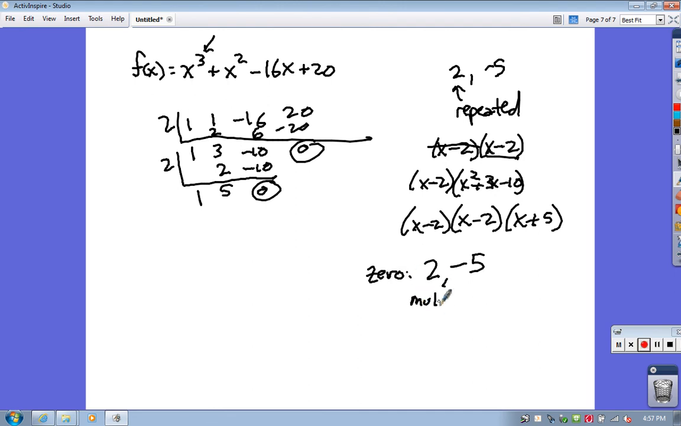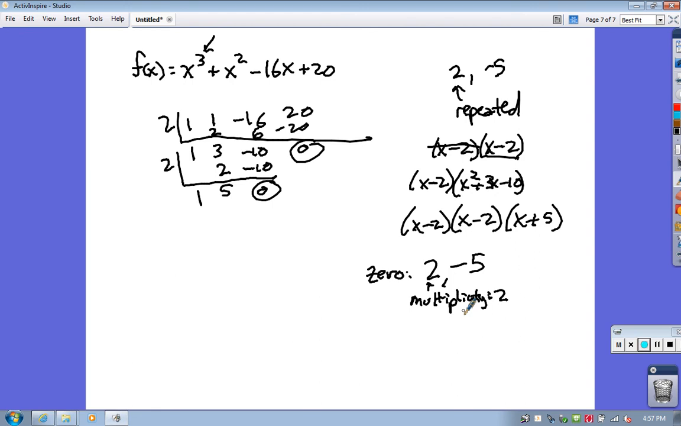It has a multiplicity of 2. I'm not going to test you on that. But that's how we talk about a repeated root. It could happen 4 times. It would have a multiplicity of 4. That sort of thing.